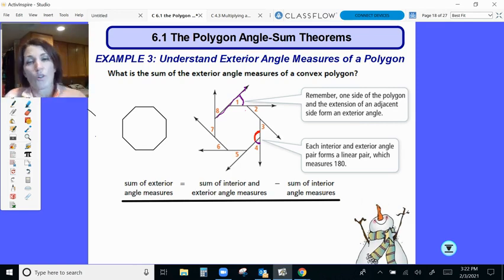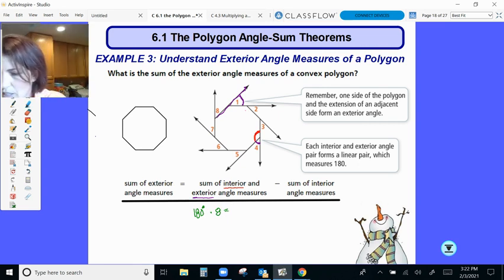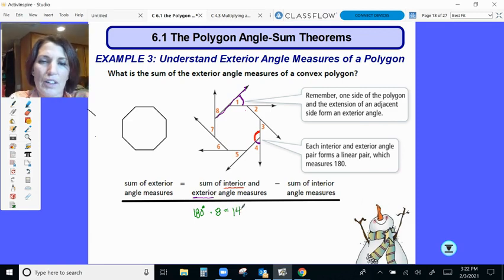Okay, so how we're going to find the sum of the exterior angles is we're going to take the sum of both our interior and our exterior angles together. That's 180 degrees. So we're going to take that sum of those both, 180 degrees, and multiply it by how many angles we have. That is 8 sides, so we're going to multiply that by 8. So 180 degrees times 8 gives us 1440, so 1440 degrees with all those around there.